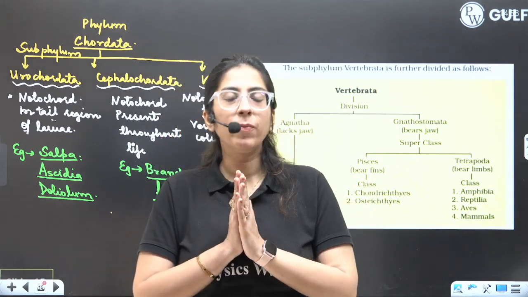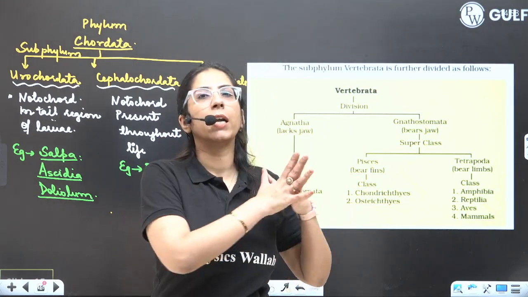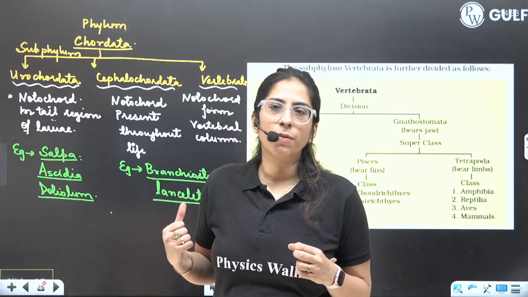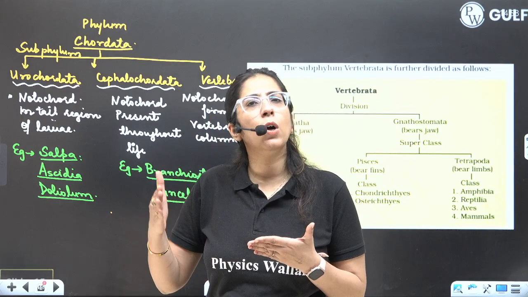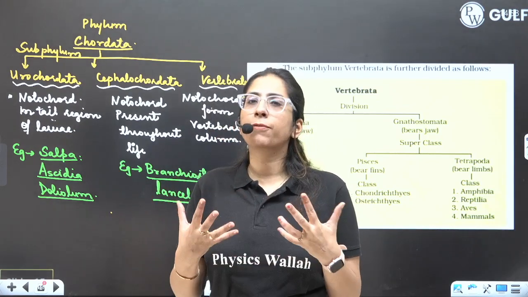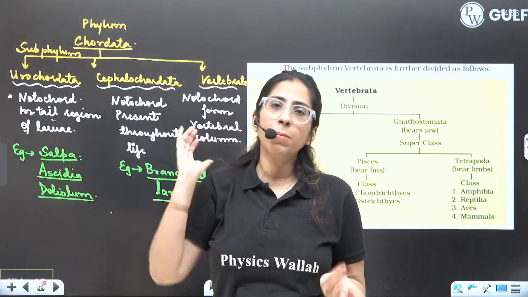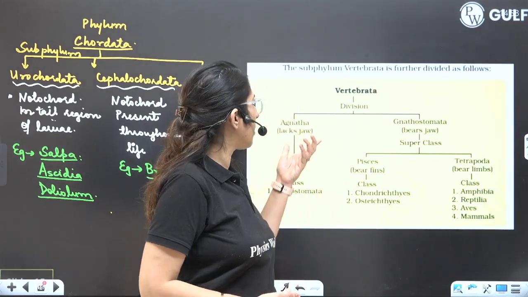Chordata is a phylum, whereas the subphyla are Urochordata, Cephalochordata and Vertebrata. If the notochord is only present in the tail region of an embryo, that means urochordate. If it is persistent throughout life but does not form the vertebral column, cephalochordate. If vertebral column formation occurs, vertebrata. Guys, clear? Now let's talk about the vertebrata.